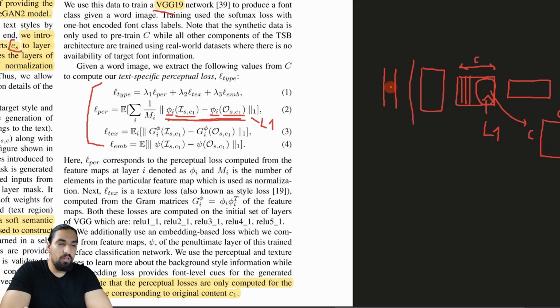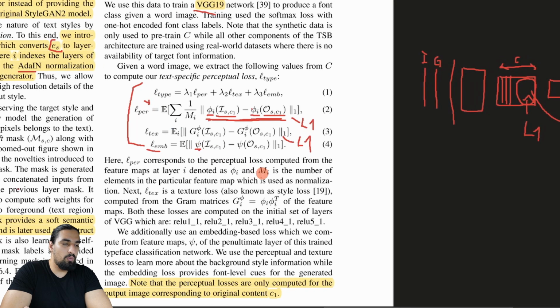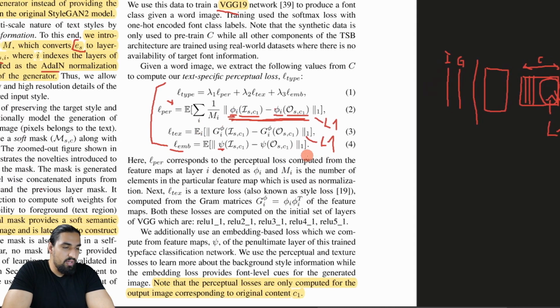And again, they want to make sure that the generated image, so this one, as well as the input image, have the same Gram matrix. So they want to make them as close as possible, again, using L1. And this embedding thing is pretty much the same as this thing here. The only difference is that this psi here comes from the penultimate layer, so it's a much deeper layer. So it's focusing on certain other features compared to these phis here. And that's it in a nutshell.